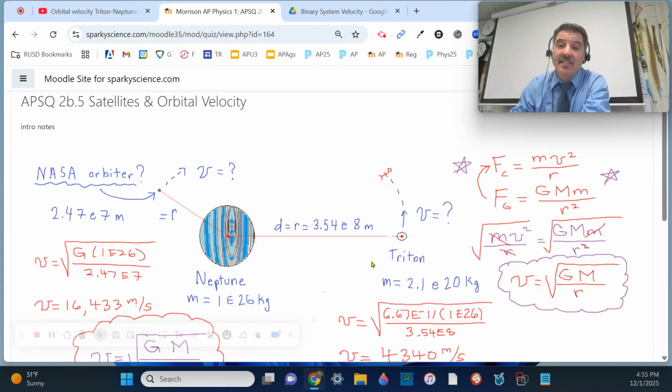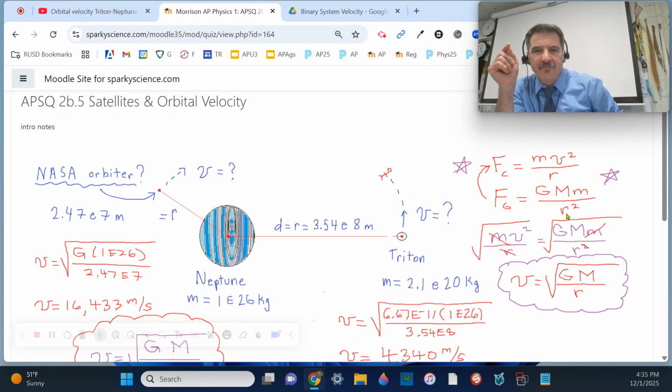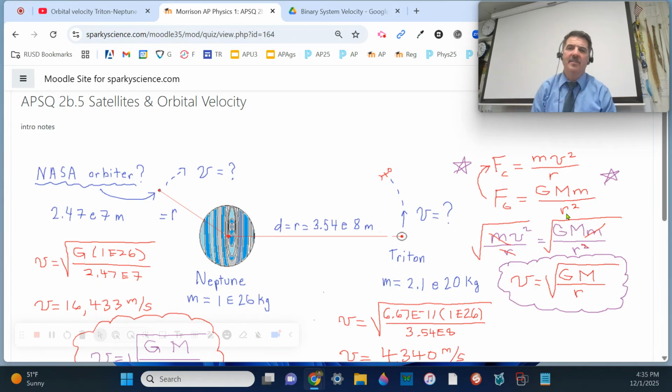that the radius in the F_C equation is the same as the radius in the F_G equation. You might be asking, what are you talking about, Mr. Morrison? In this case, Neptune is 1 times 10 to the 26 kilograms, and Triton is 2.1 times 10 to the 20th kilograms. Neptune has 6 more zeros, so that's a million times more massive.